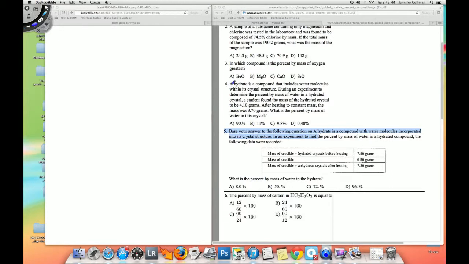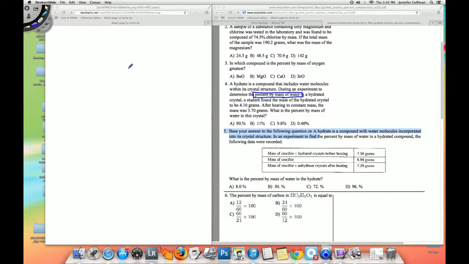Alright, let's read it first. It says a hydrate, which is the compound that includes water molecules within its crystal structure. And during an experiment to determine the percent by mass of water in a hydrated crystal, a student found the mass of the hydrated crystal to be 4.1 grams. After heating to a constant mass, the mass was 3.7 grams. What is the percent by mass of water in this crystal?